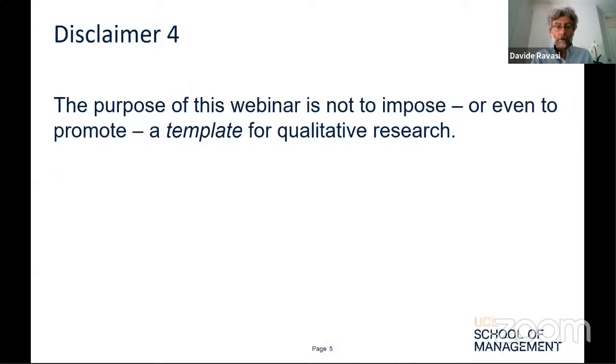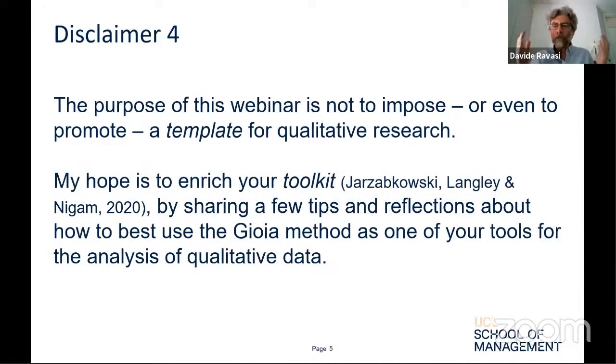Third disclaimer, I'm not doing this to promote or impose this way of doing grounded theory or qualitative research. This is a template, and my purpose here is not to tell you that you have to use it, or that it is the best template. Simply, what I'm trying to do is to enrich your toolkit of templates, methods, and techniques by sharing what I think I've learned. So that when facing your own research problems, your own design, your own setting, you can see if it works for you or not.